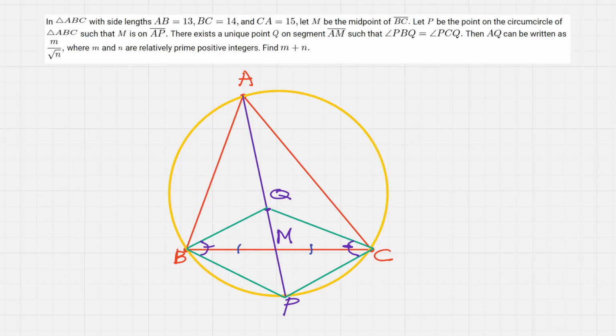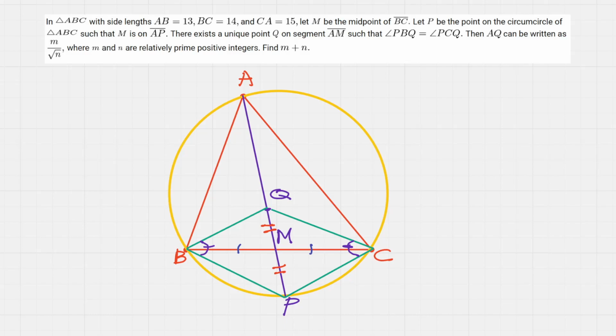So the first part of this is to look at parallelogram PBQC. Now, because angles PBQ and PCQ are equal, along with the fact that diagonal BC is bisected by diagonal QP, we can tell that quadrilateral PBQC is in fact a parallelogram. And this means that the lengths QM and MP are also equal to each other. So I just drew that in real quick. But don't forget that BPCQ is in fact a parallelogram.